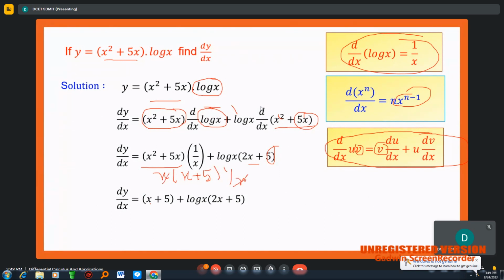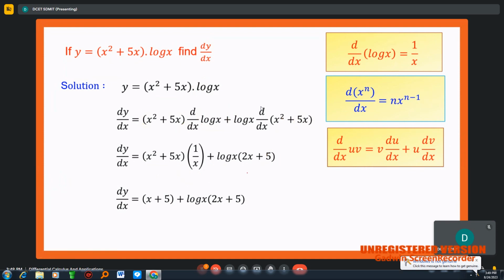This x is cancelled. What is the left term? x plus 5 into log x, sorry, x plus 5. Now the left term in the first term is x plus 5, plus the second term is as it is, log x into 2x plus 5. This is the required dy by dx of the given function y is equal to x square plus 5x into log x. Clear? Any doubt regarding this?